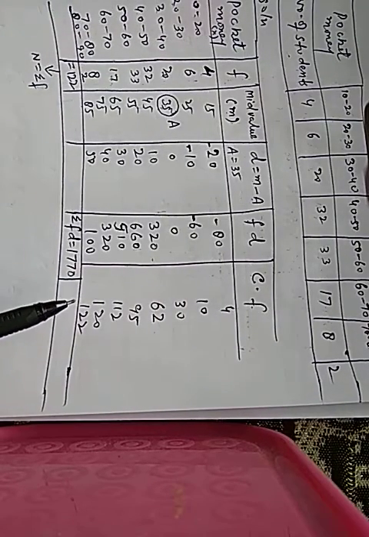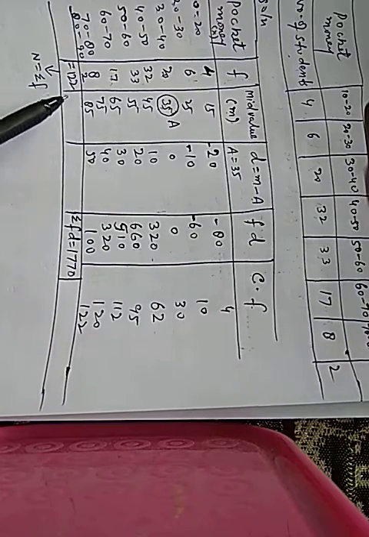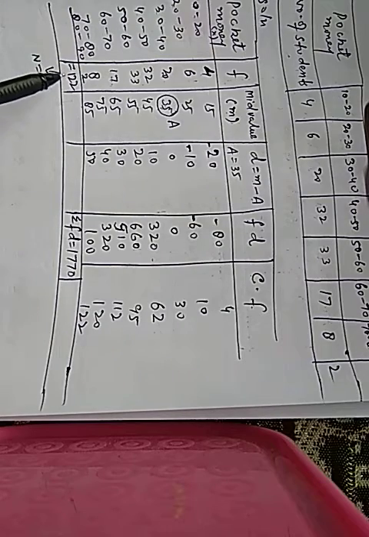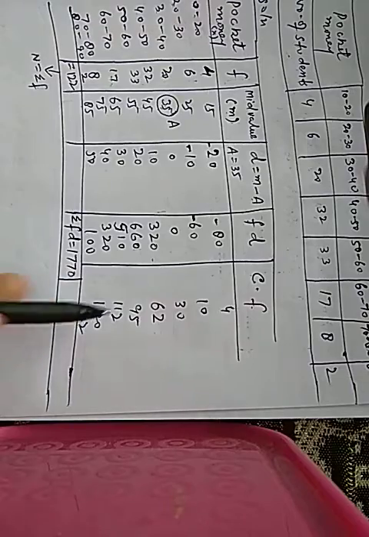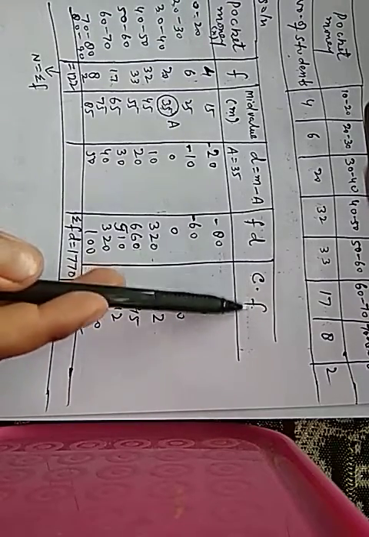To check whether this is correct or wrong, we have to see that the last value of cumulative frequency should be equal to the sum total of these simple frequencies. 122 is the sum of these frequencies, and 122 is the last value of cumulative frequency, CF. Now we will first calculate the arithmetic mean from this data.